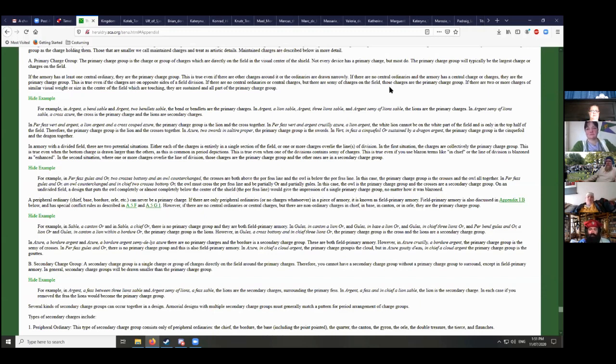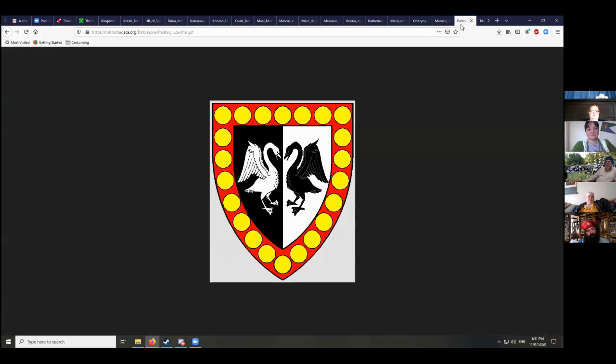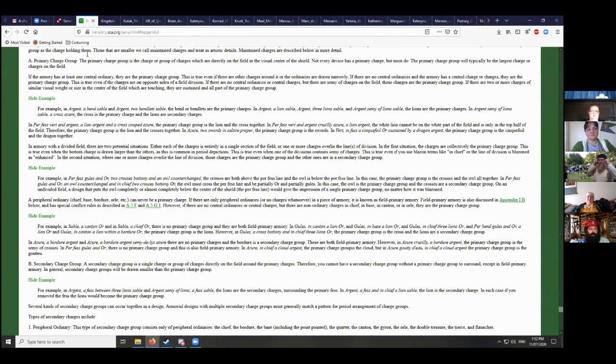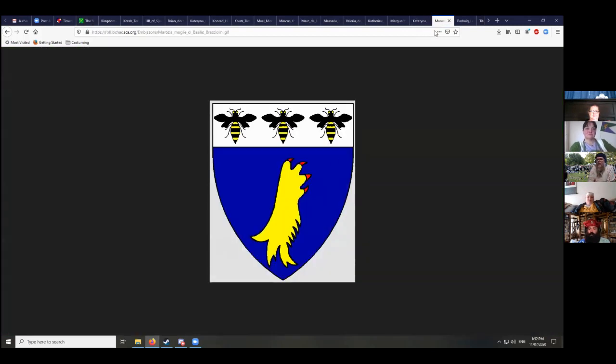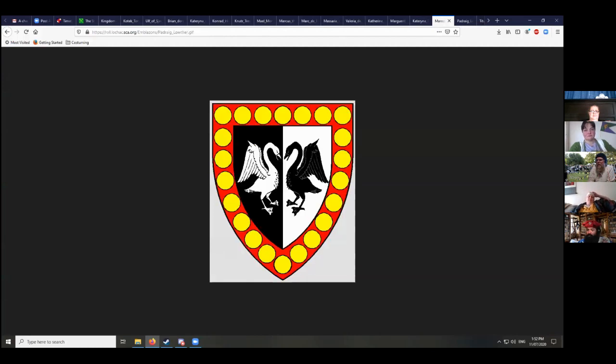If there are no central ordinaries and the armory has a central charge or charges, they are the primary charge group. Remember the swans. No central ordinary, but I've got charges that are in the center of the field. They're pretty big. They're pretty obvious. They are my primary charge group on this device. This is true even if the charges are on opposite sides of a field division, like the swans. Going back to Marosias, no field division, lion jambe straight in the middle. Going back to the swans, we've got swans on either side of the field division, but they're still in the middle of the field.